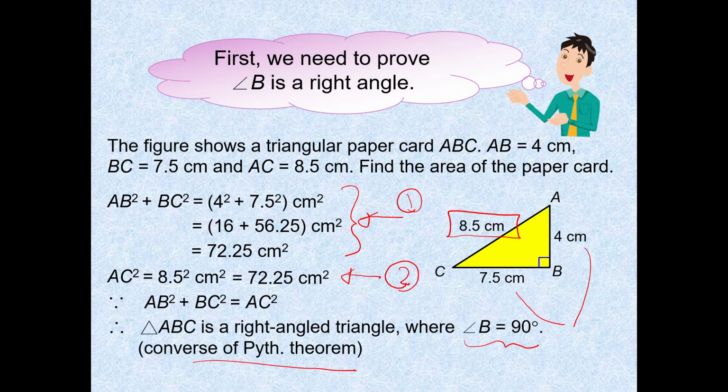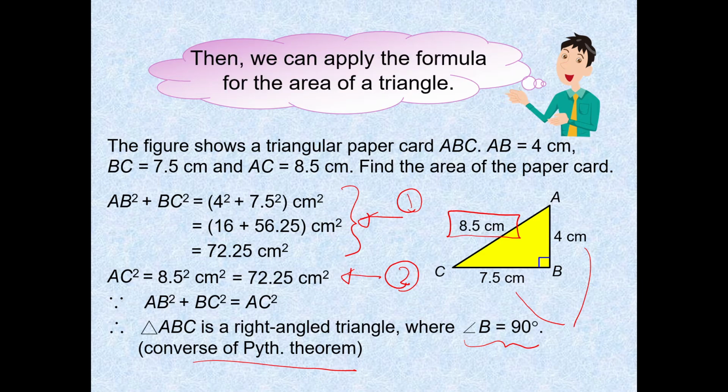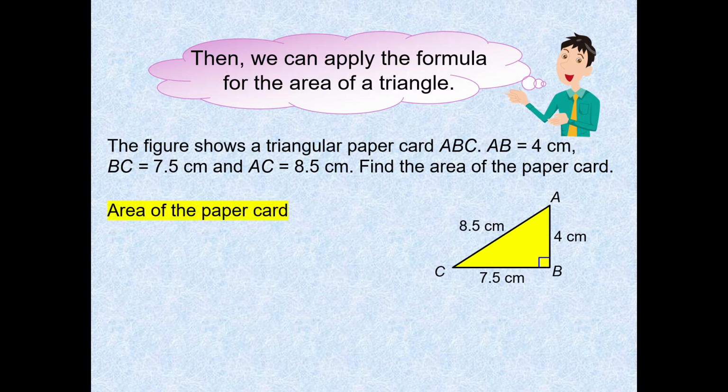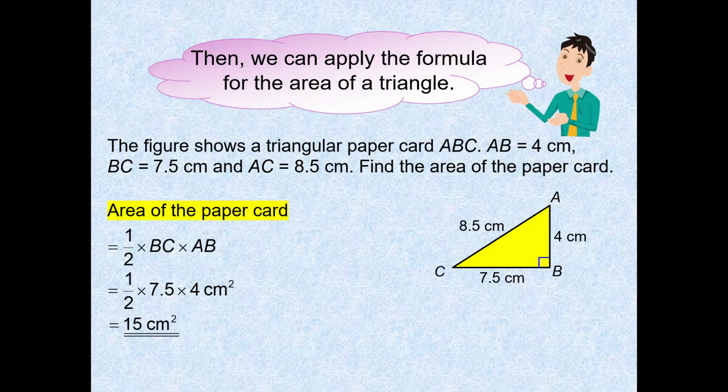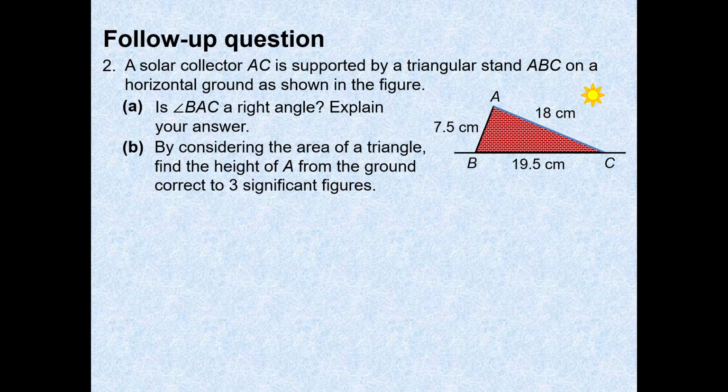So we can apply the formula to find out the area of the triangle. So now the area of the paper cut is the base BC times the height AB divided by 2. So the answer will be 15 cm squared. So now it's your turn. You can pause before we check the answer.